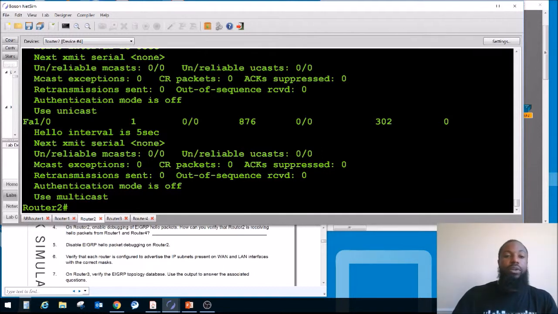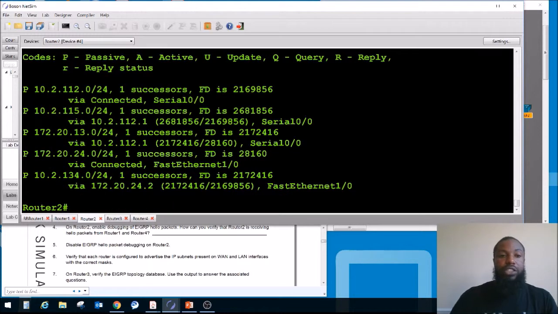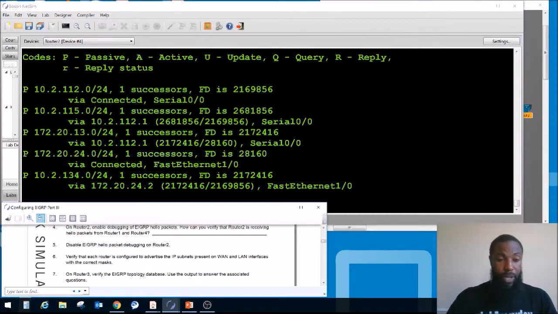But we can do show IP EIGRP topology, and that shows us the successor and the feasible successor. We don't have any feasible. Oh yeah, we do. That's the feasible distance. So that's our successor routes, and these are how to get there basically. I'm not going to do each one.